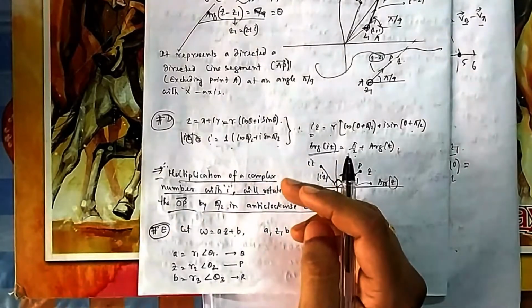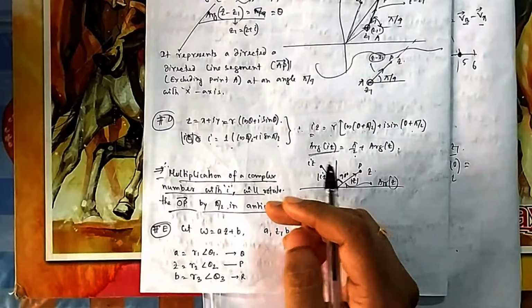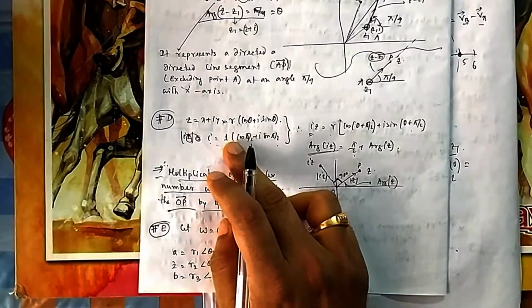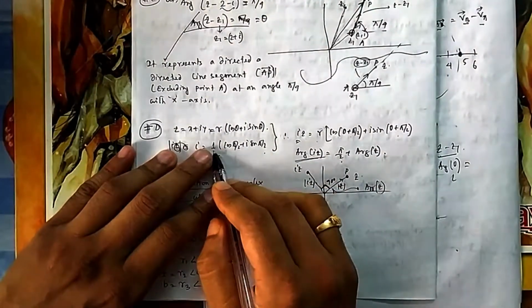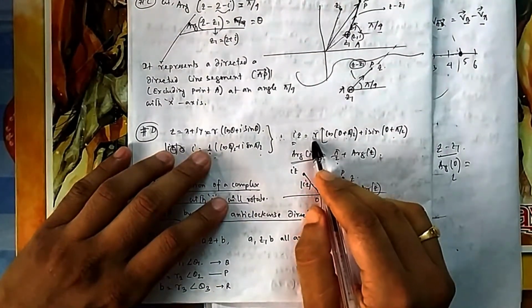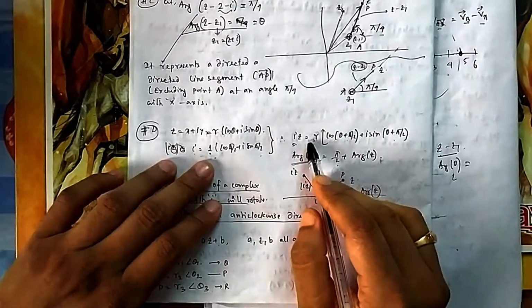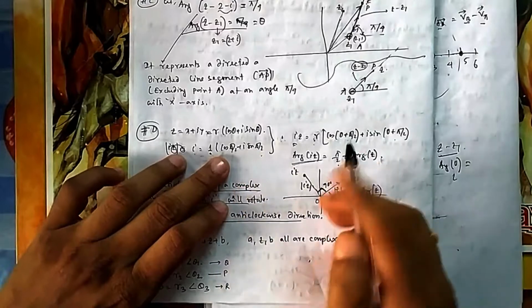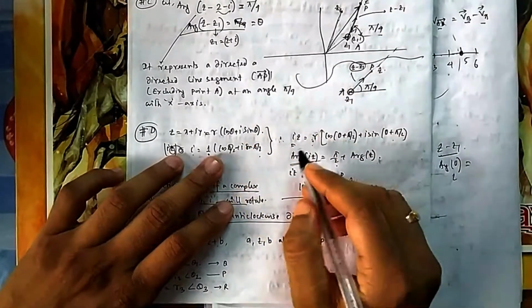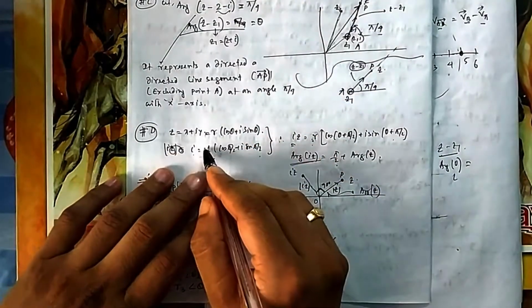Now you can extend it to multiplication of a complex number by any other complex number. Suppose it would not have been i, but 2i, then what would have happened? Suppose you multiply by 2i. The angle remains the same, as the argument of 2i is pi by 2, but the modulus is 2 here, so a factor of 2 will come in the magnitude.